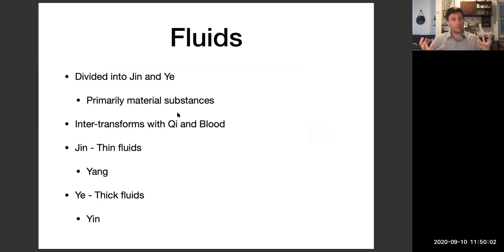We have fluids. There's 2 types of fluids. There's thick fluids and there's thin fluids. The thin fluids are relatively yang. The thick fluids are relatively yin. Thin fluids are things like tears and saliva and nasal mucus. Thick fluids are things like synovial fluids, the fluids that are in our joints, the things that really lubricate the parts of our bodies that work heavily. Thin fluids move easily and quickly around the body. Thick fluids are relatively stationary and don't move very much.